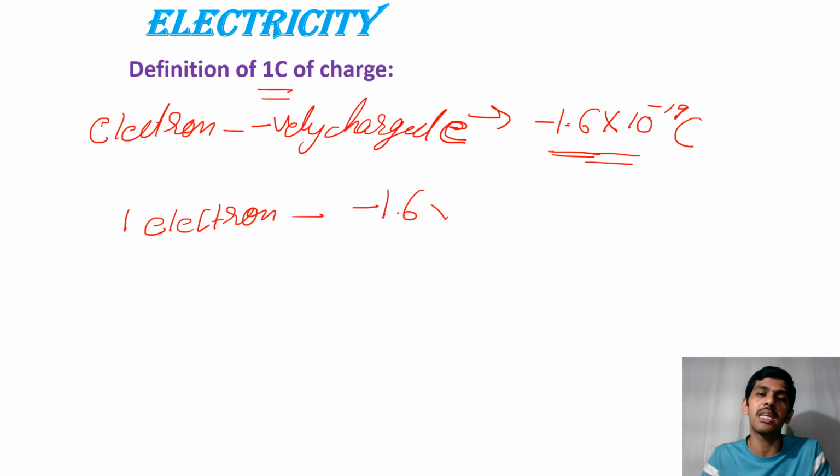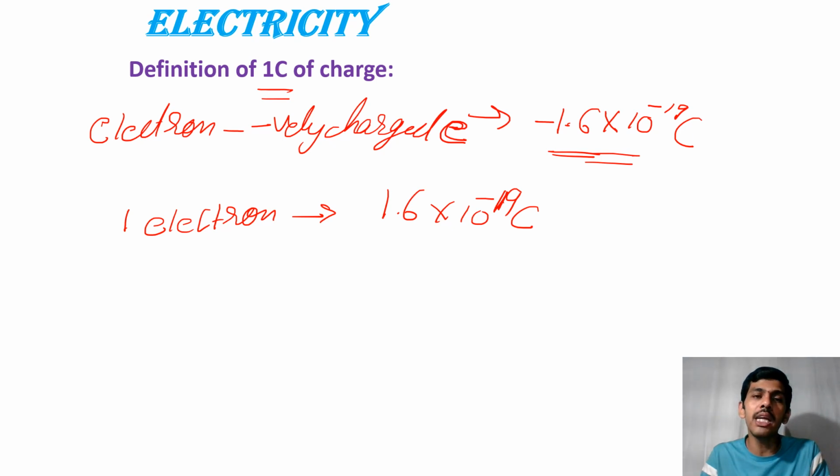Minus 1.6 into 10 to the power of minus 19 coulombs. Look at this number. It is very small, like writing 1.6 divided by 1 with 19 zeros in the denominator. That much small is this number. So for 1 electron, it will be minus, but for the time being we don't represent the minus. We require only the magnitude. That's why we represent 1.6 into 10 to the power minus 19 coulombs.